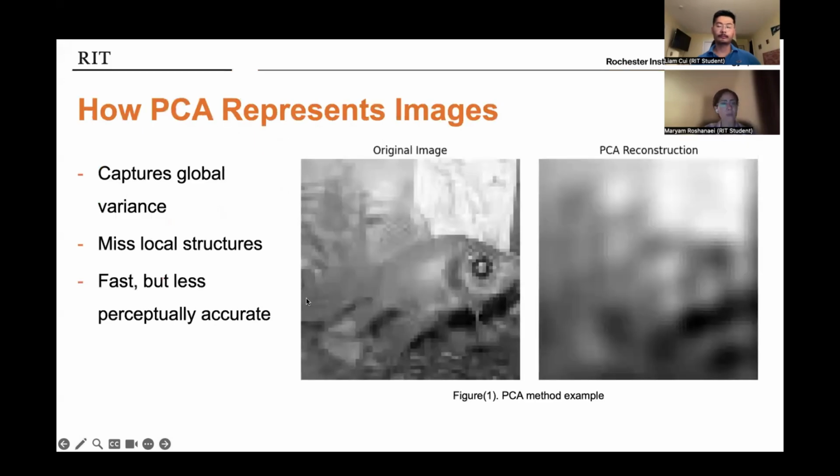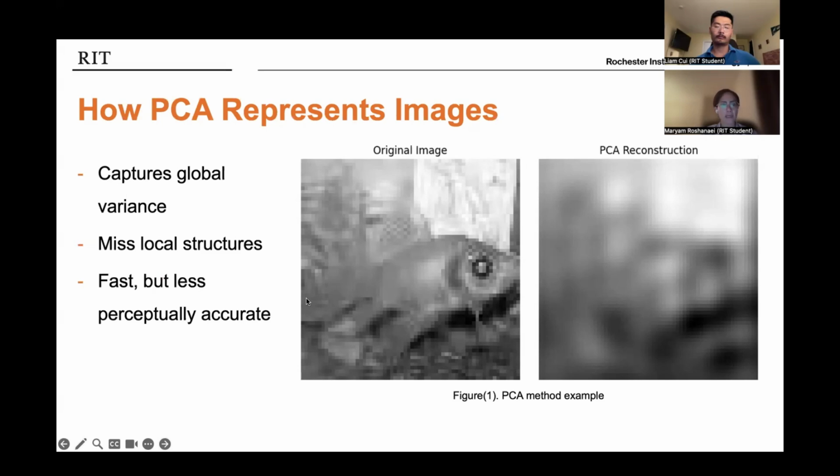This is an example from the Tiny ImageNet dataset. On the left is the original grayscale image, and on the right is its PCA reconstruction using 100 components. PCA works by finding directions of maximum variance across entire images. It captures broad features but often loses fine local structure like texture or edges.